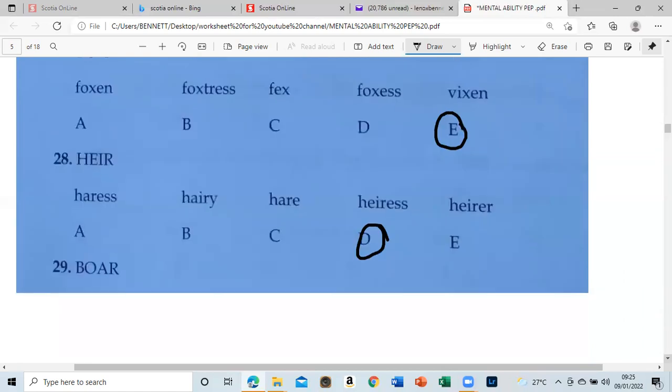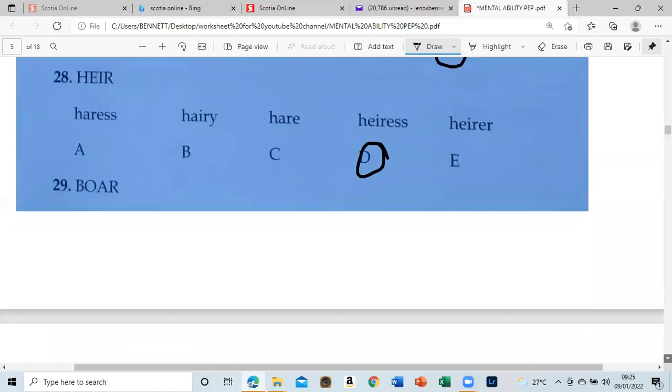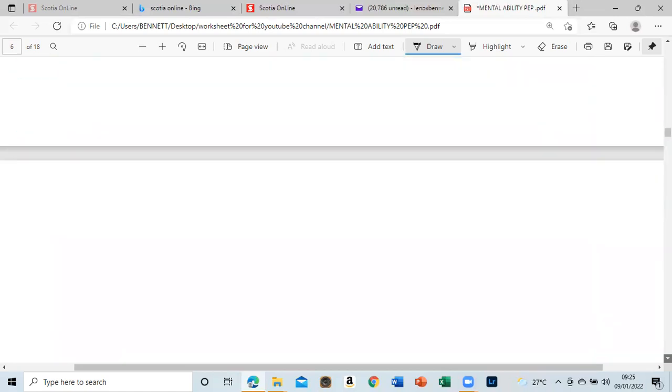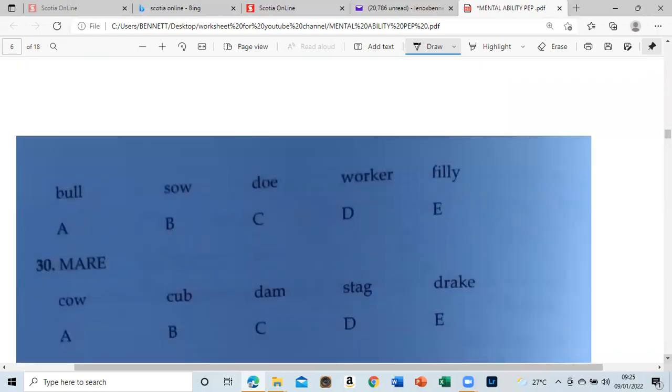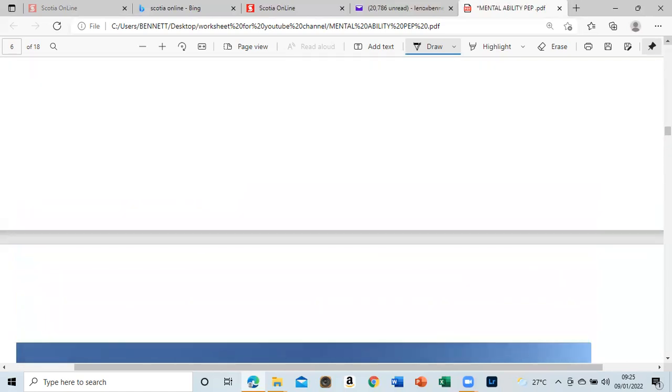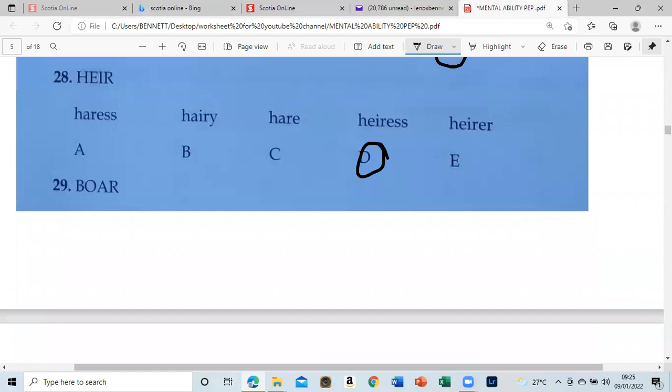And 29 says boar. Okay, the answers are down here. So is it a boar? Is it a bull? Is it a sow? The worker, Billy. Remember, I know we are doing opposite, all right? So 29 would be sow. And let's go back so you guys can see what was the word. So it was a boar. The opposite of boar is sow.